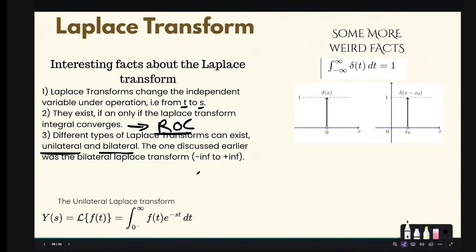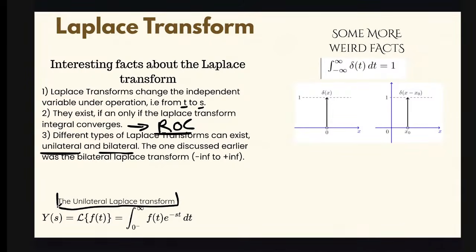So what about something else? Let's say this case. This is called the unilateral Laplace transform. The reason is that the limit extends from 0 minus to infinity, not from minus infinity to infinity. That's the only difference. But this is the one that we will generally use to solve real life problems.